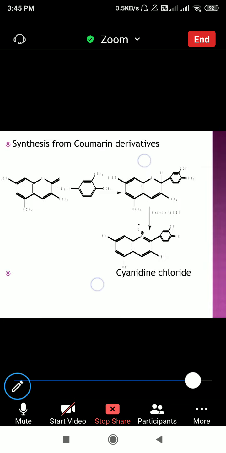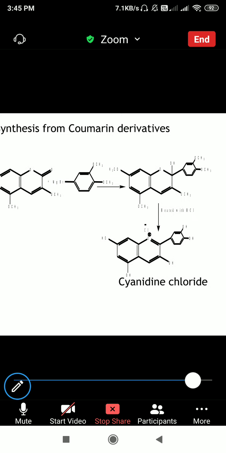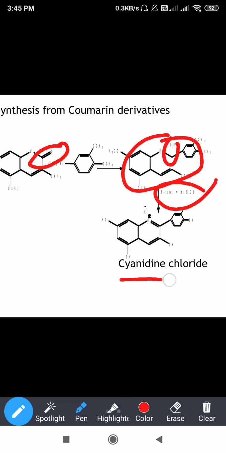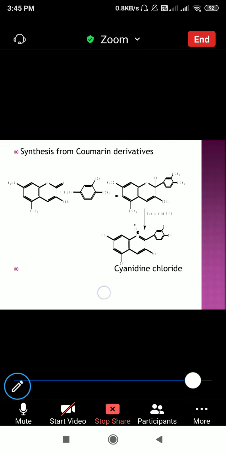Let's see the synthesis. Now this compound on reaction with the Grignard reagent converts this ketone group into alcohol. Then this product is heated with HCl, and here formation of cyanidin chloride takes place. So this is the synthesis of cyanidin.